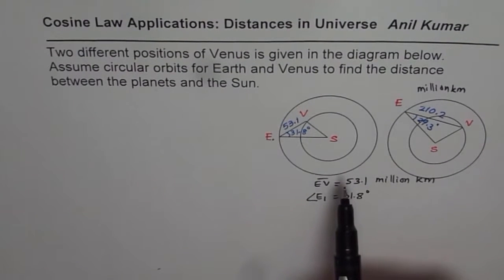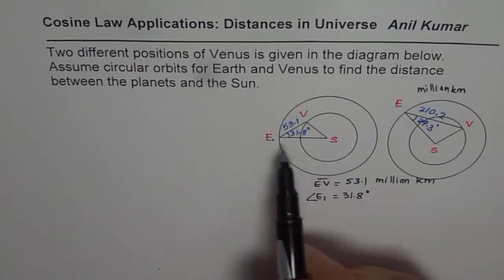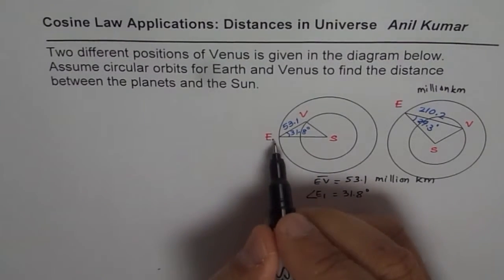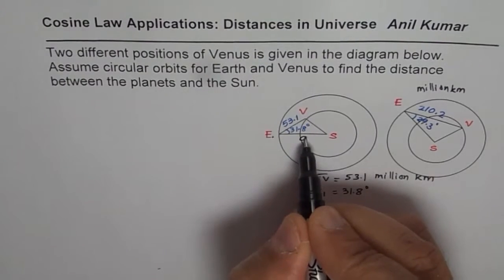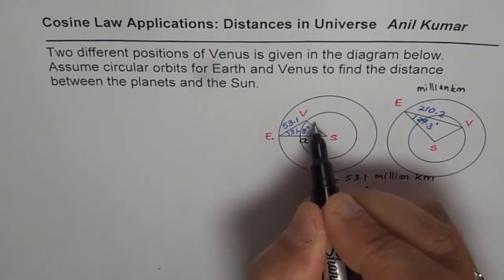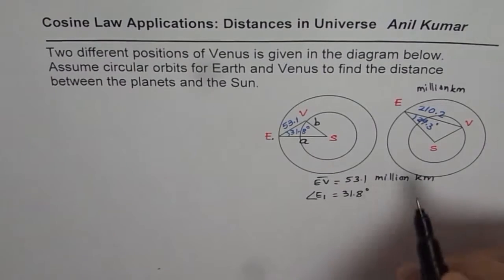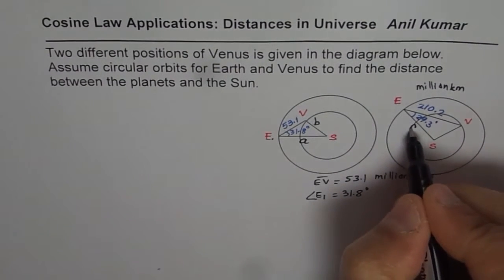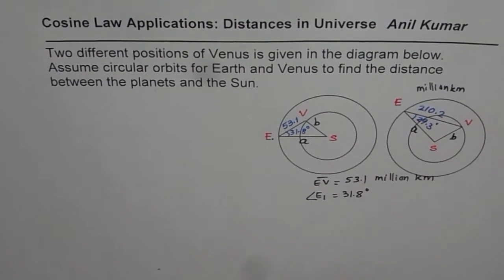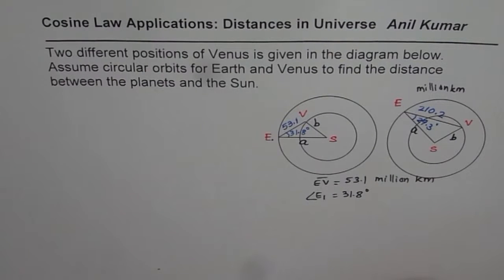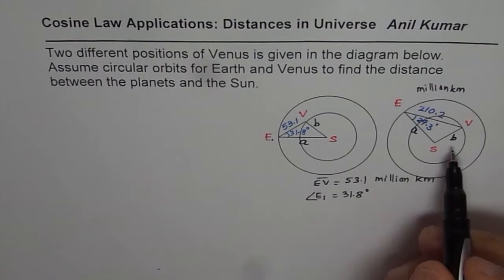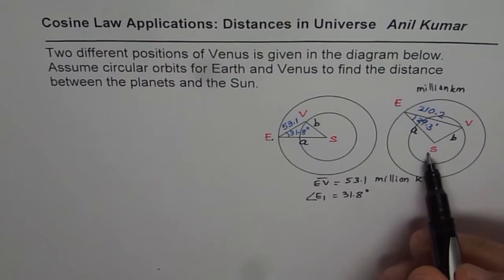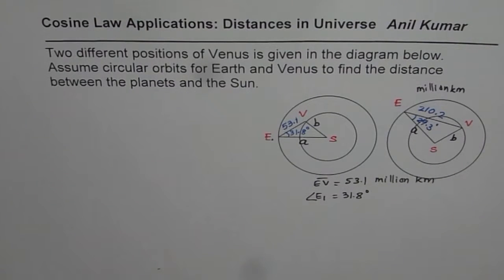From here you need to find the distance between the planets and the Sun. That is, let us say the distance between Earth and Sun is A, and the distance between Venus and Sun is B. You need to find A and B. That is the question for you, right? The distance will remain the same since both are circular orbits as assumed by us. So that's an approximation. With this approximation, we'll find the distance from Earth to Sun and of Venus from Sun, correct? So you can pause the video, try it out, and then look into my suggestions.